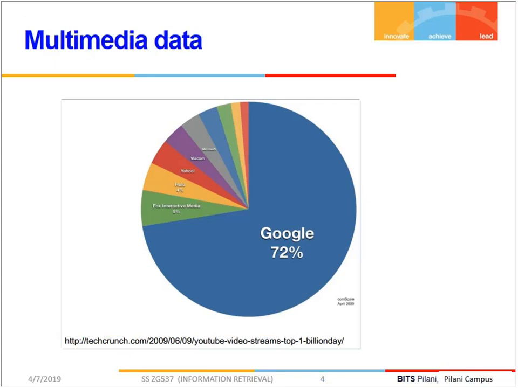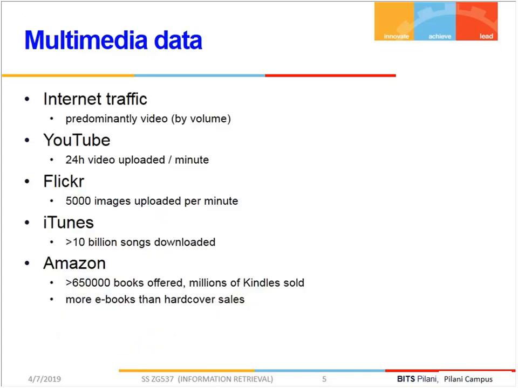Internet traffic is increasing day by day because people are posting so many videos on Twitter, Facebook, etc. On YouTube, 24 hours of video are getting uploaded every minute. On Flickr, 5,000 images are getting uploaded per minute. In iTunes, more than 10 billion songs have been downloaded. On Amazon, you have greater than 650,000 books offered and millions of Kindles sold. More ebooks are generally offered than print versions on Amazon.